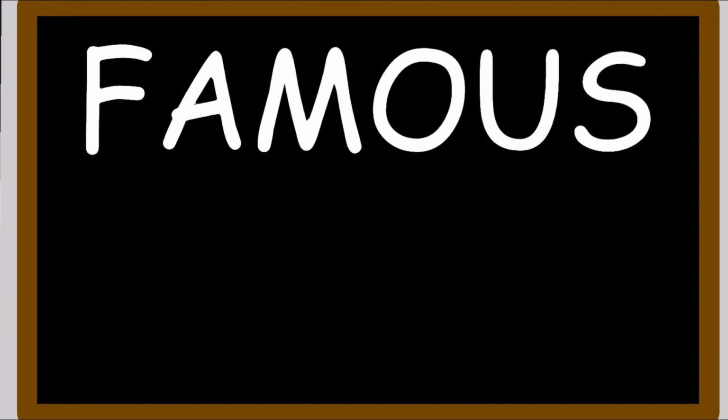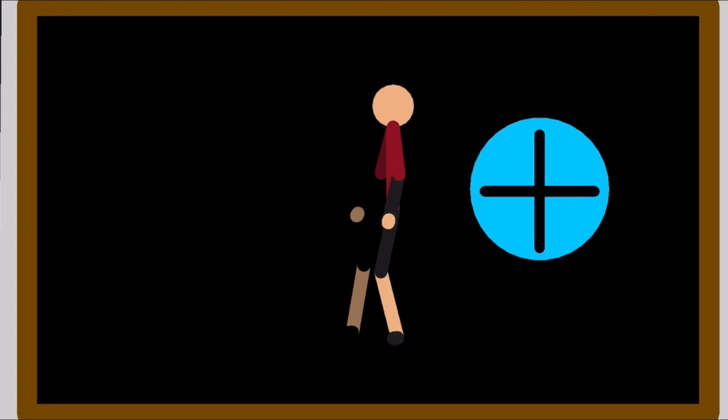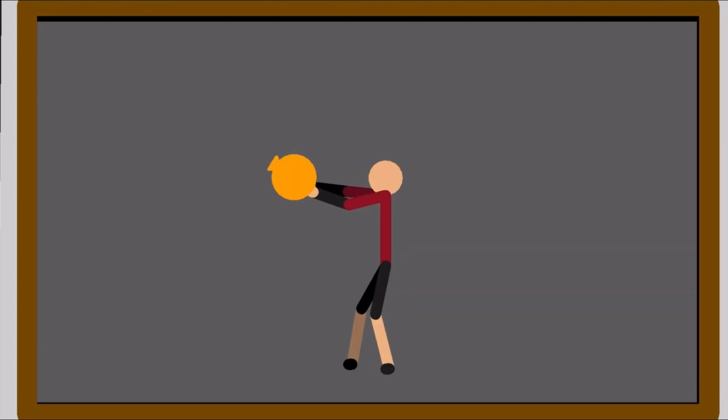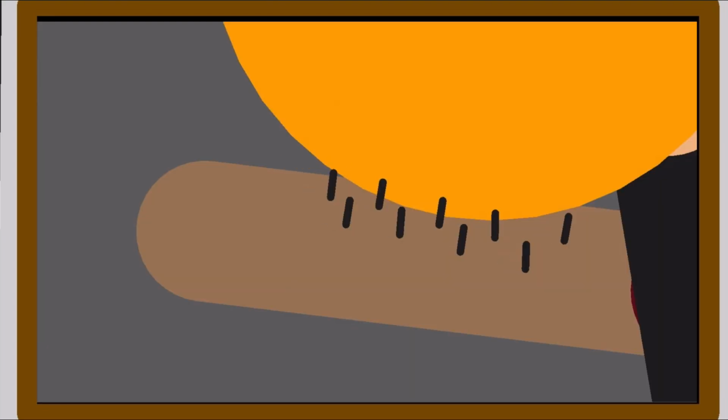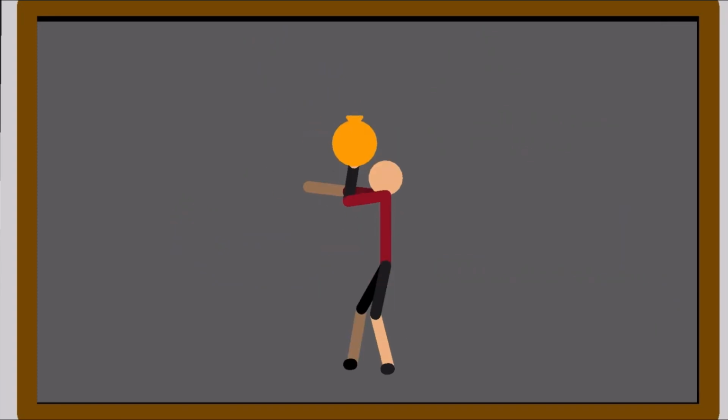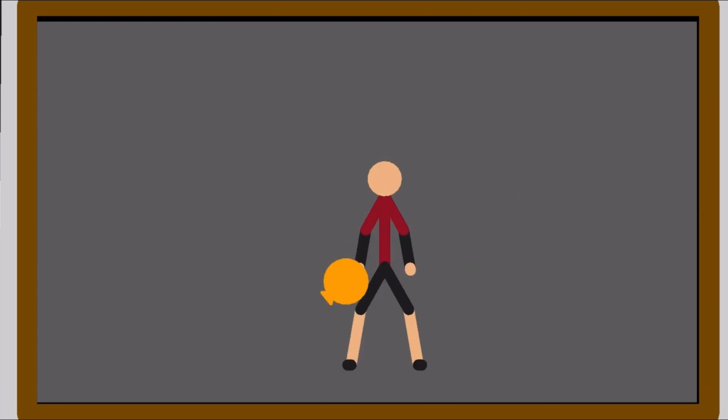Alright, so here's a famous example. We humans have a positive and negative charge, which means we have a neutral charge, while balloons have a negative charge. When you rub a balloon on your hair, the balloon is taking away your protons, which have a positive charge, and a balloon has a negative charge.